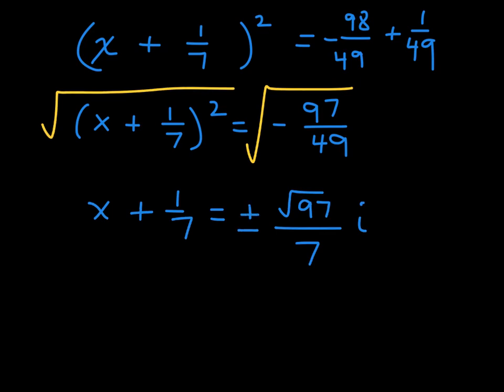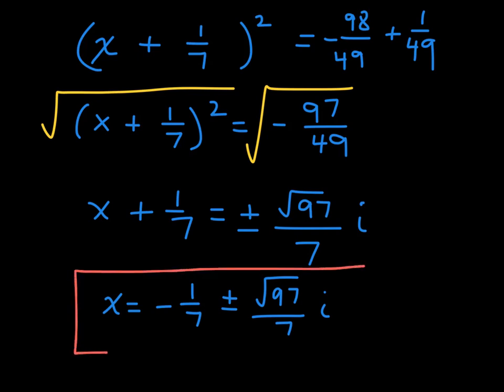Now, to wrap this up, I will subtract 1/7 from both sides. So then you have x is equal to -1/7 plus or minus the square root of 97 over 7i. All right, everybody, and these are the solutions to our equation. These are two different solutions. They're complex conjugates, okay? -1/7 plus root 97 over 7i, and -1/7 minus root 97 over 7i.